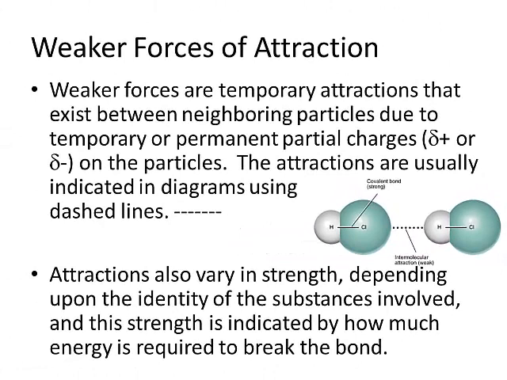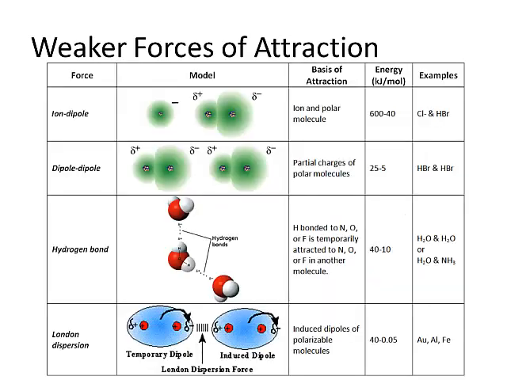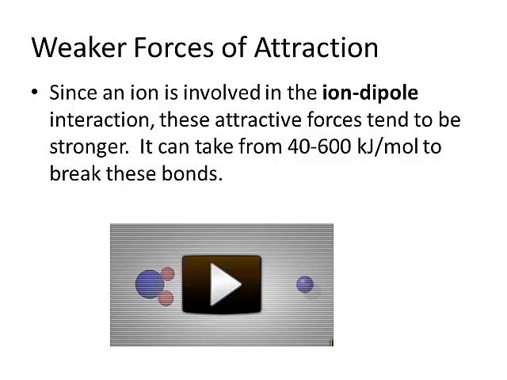These weaker forces of attraction also vary in strength depending upon the identity of the substances involved, and this strength is indicated by how much energy is required to break that force of attraction, break that temporary bond. This is a diagram that summarizes what we're about to talk about. It shows the weaker forces of attraction. We have 4 different types that we're going to look at: ion dipole, dipole-dipole, hydrogen bond, and London dispersion. Let's start with ion dipole.